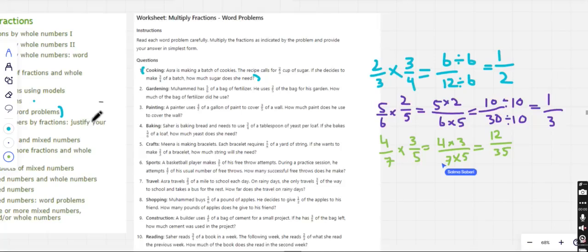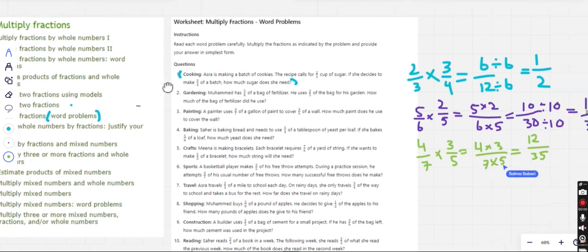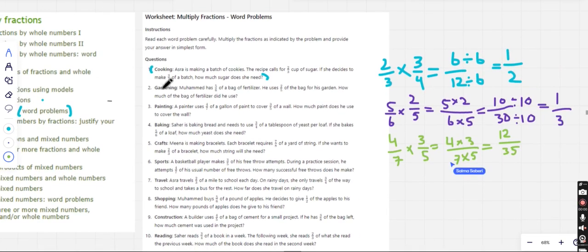In the previous class we practiced how to multiply fractions, but now we are going to practice how to multiply fraction word problems. Word problems means that we have a proper statement, we analyze it, and after that we simplify, just like in this worksheet.